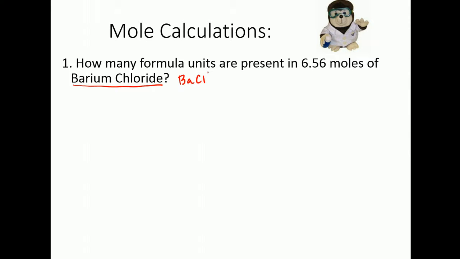Barium, which is an alkaline earth metal, has a +2 charge, and chlorine, which is a halogen, has a -1 charge in compounds. And so if you do the crisscross, the formula is not going to be BaCl, but actually BaCl2.